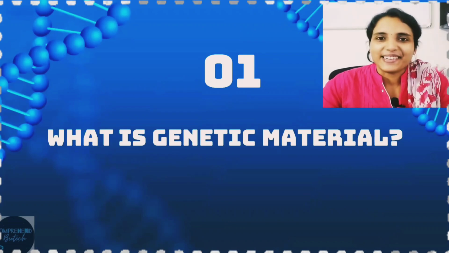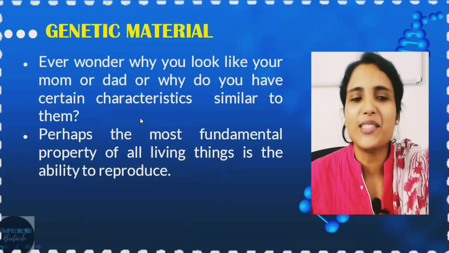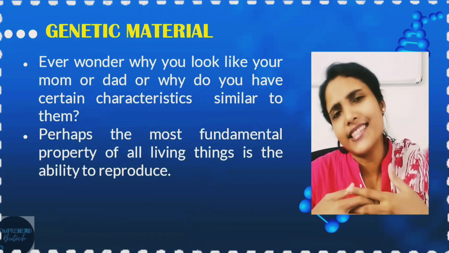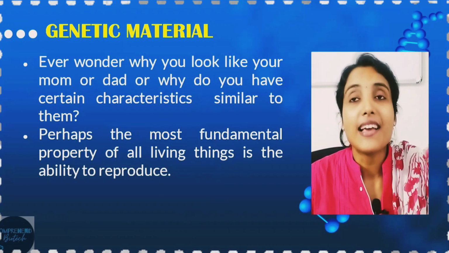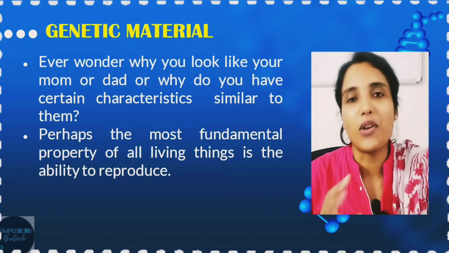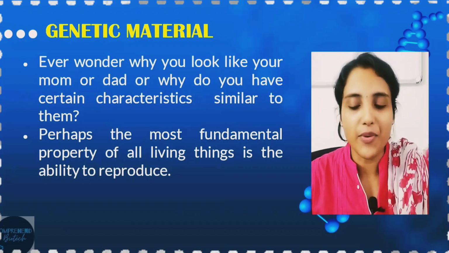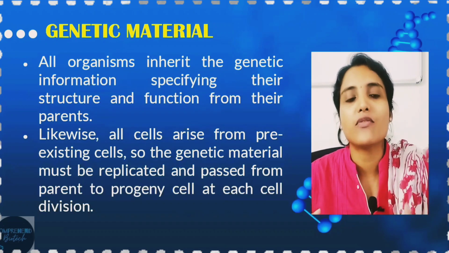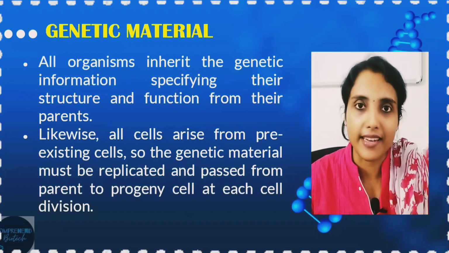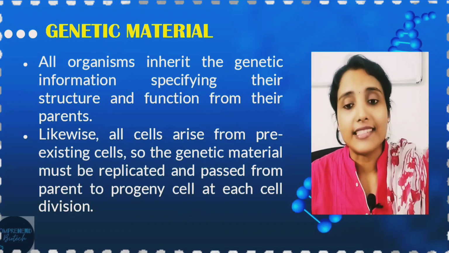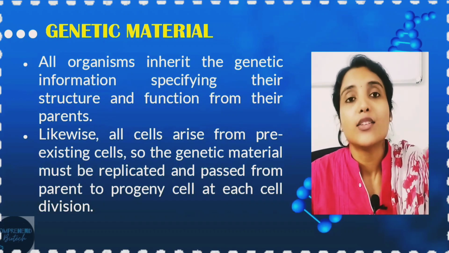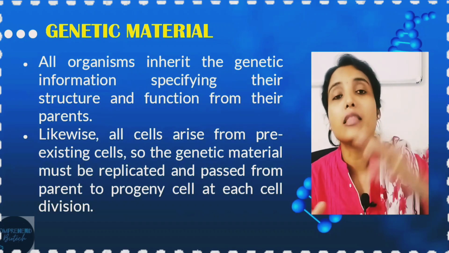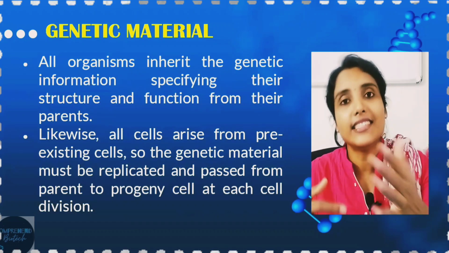So what is genetic material? This is a question to you. Ever wonder why you look like your mom or dad? Or why do you have certain characteristics similar to them? Now, the most fundamental property of all living organisms is to reproduce, right? So all organisms inherit their genetic information, specifying their structure and function, from their parents. Likewise, all cells arise from pre-existing cells. So the genetic material must be replicated and passed from the parent to progeny cell at each cell division.